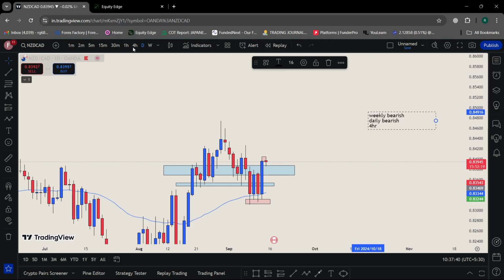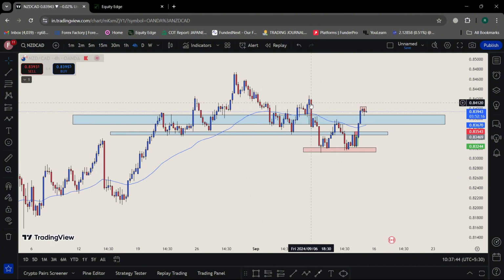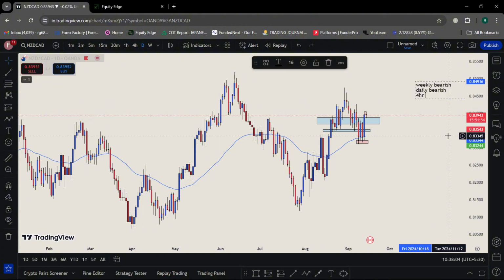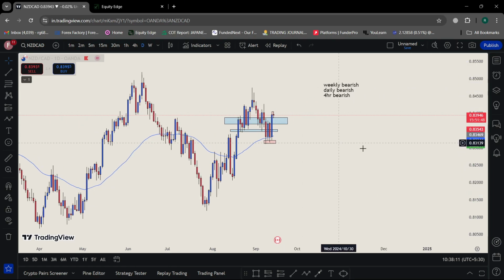Let's see what the 4 hour is. If you can see, the 4 hour is also bearish, because the market is making lower high, lower low, lower high, lower low, lower high. After the market closed below the last structural point, it became a lower low. So the market is bearish. I can write bearish. So all three time frames align with each other.